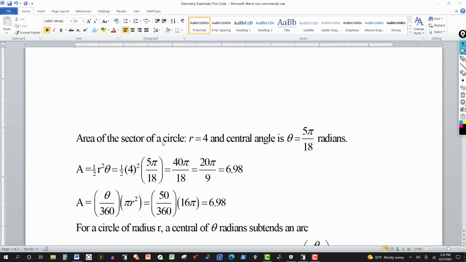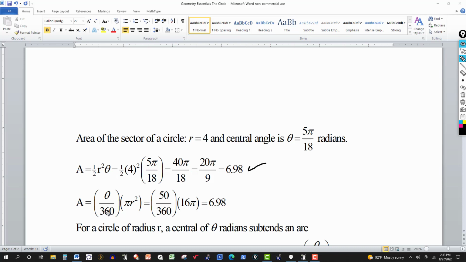Area of the sector of a circle, radius r equal to 4, and the central angle is theta equal to 5 pi over 18. This is the one you have. If I use the first formula, A is equal to 1/2 r squared theta. Plug it in: 1/2, the radius is 4, that's 4 squared. For the first formula, theta is in radians, that's 5 pi over 18. We do these calculations and we get 6.98, and that's square units.